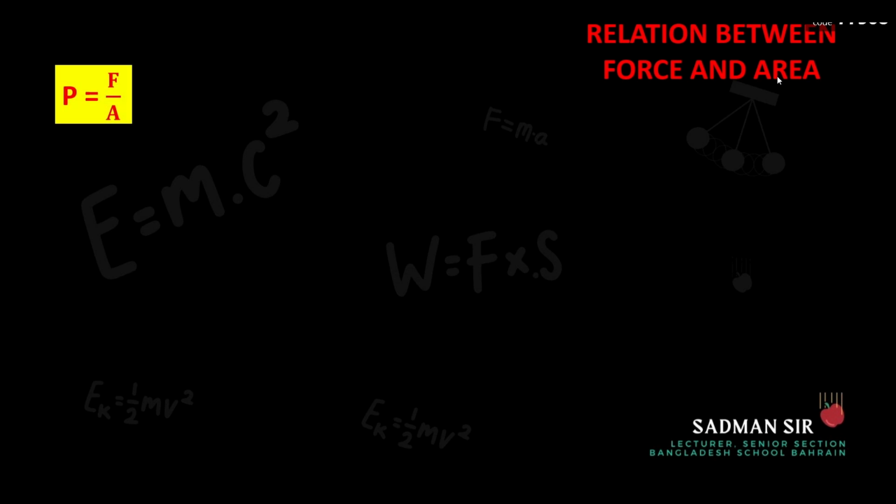So if you remember, in the first video of pressure, we already developed this equation, P equal to F by A. If anyone by any chance has missed that video, then I highly recommend that you watch that video first. The link will be given in the description, or you may find it at the top of this playlist of this chapter. After watching that video, you may continue studying this video. So P is equal to F by A.